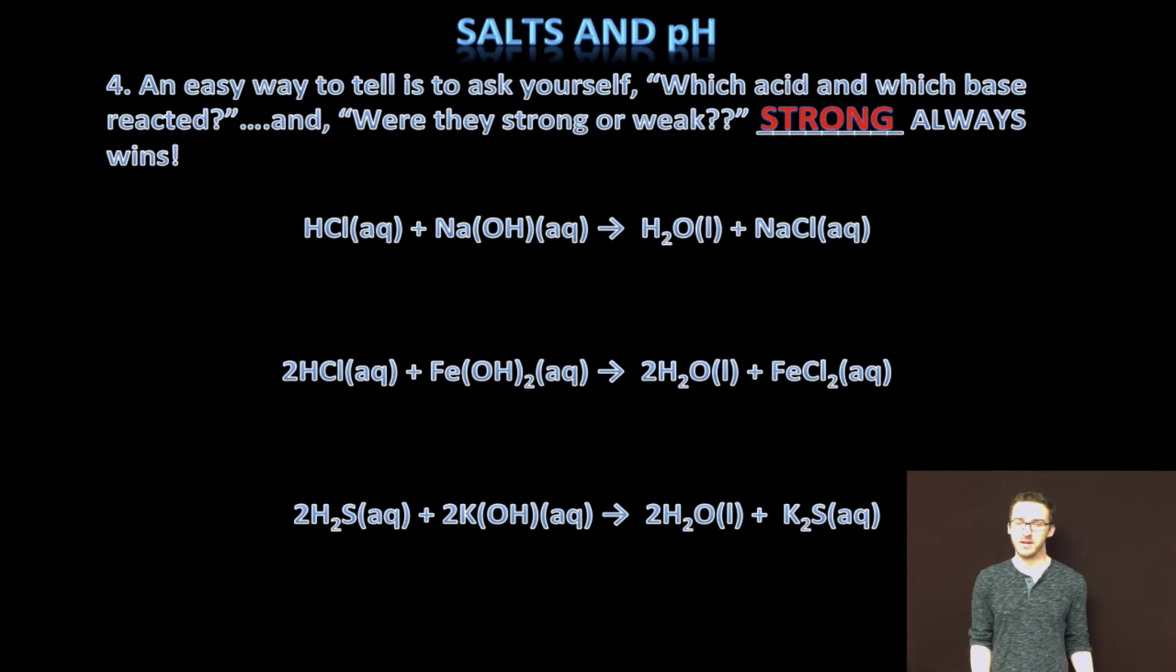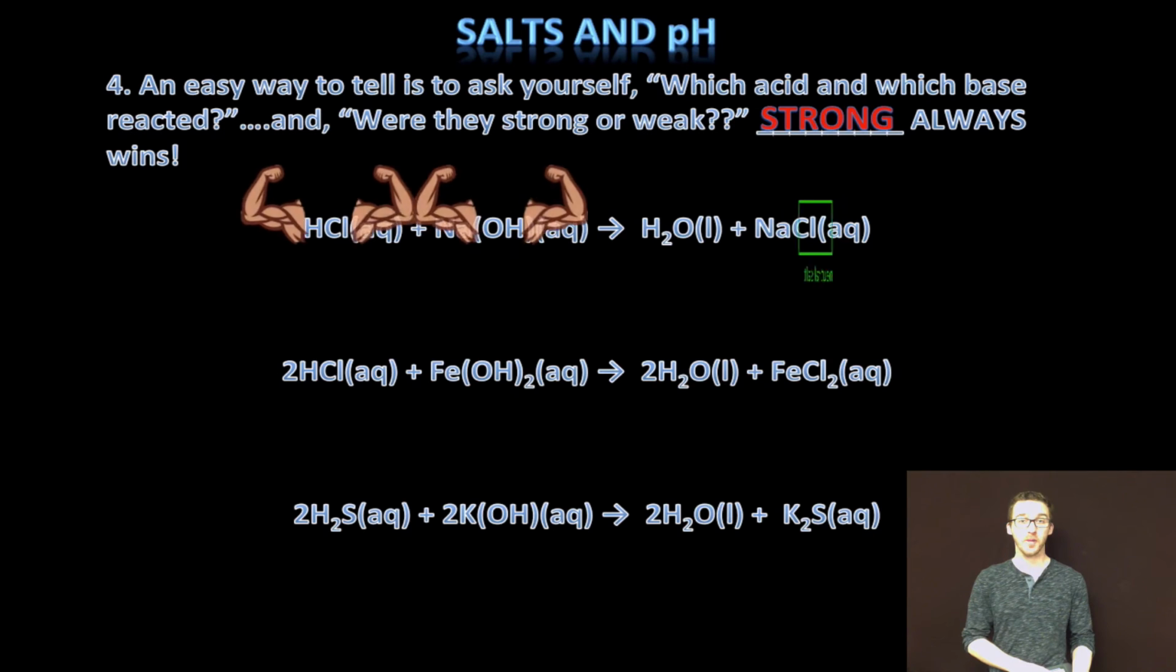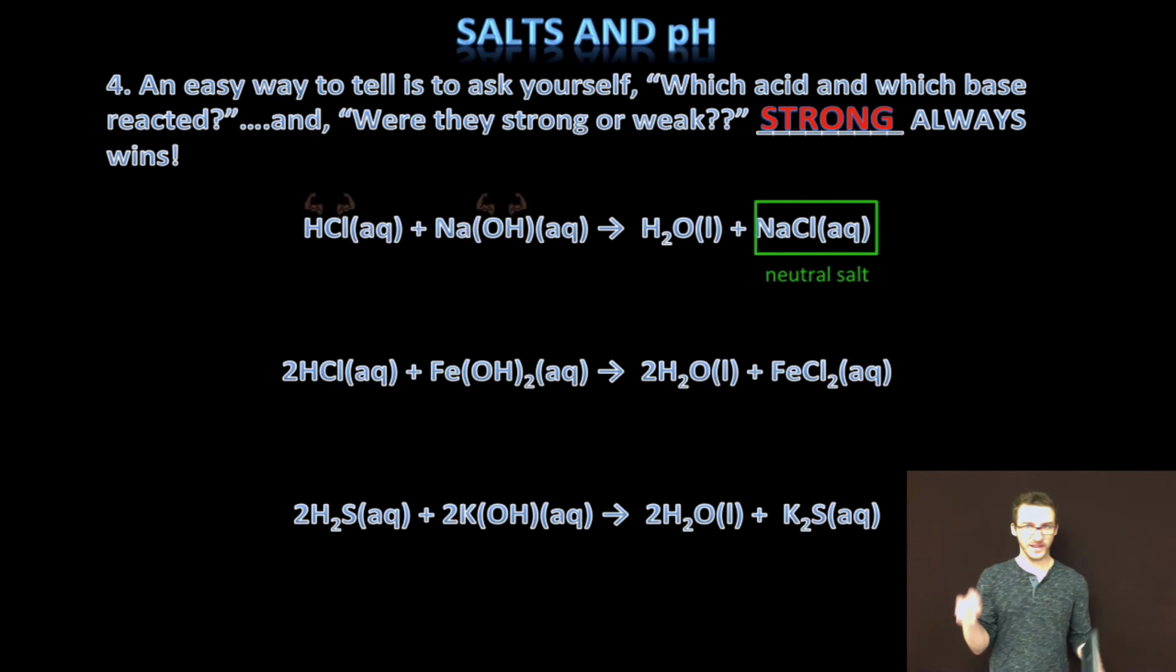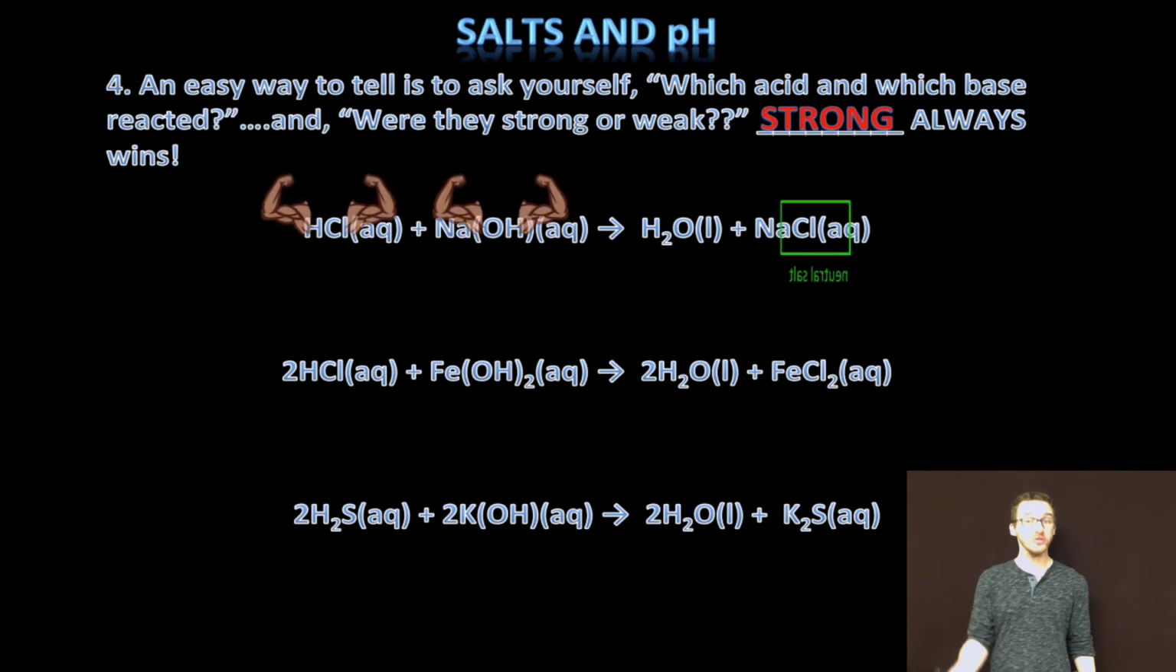So, in summary, how can you tell whether or not the salt that forms in a neutralization reaction will be an acidic salt, a basic salt, or a neutral salt? Always go back to the parent acid and base. Were they strong or were they weak? The strong one always wins and determines whether or not that salt will be acidic, basic, or neutral. Let's take a look again at that first example. Hydrochloric acid and sodium hydroxide. Both of these are strong. Strong acid, strong base. Neither one wins, and therefore we create a neutral salt.